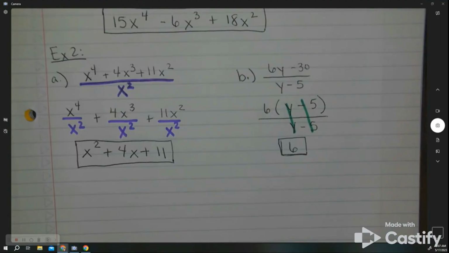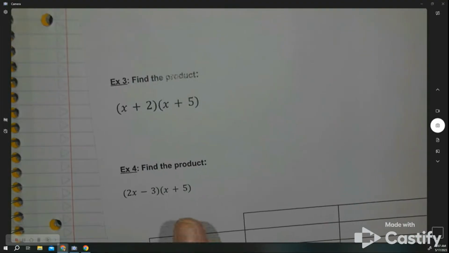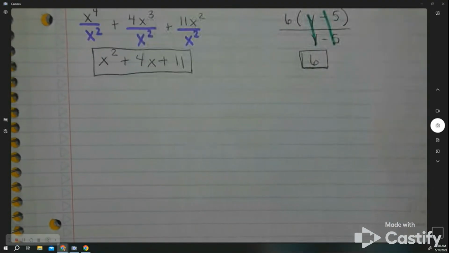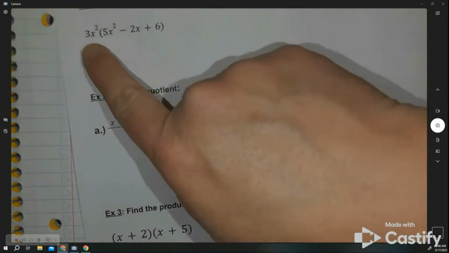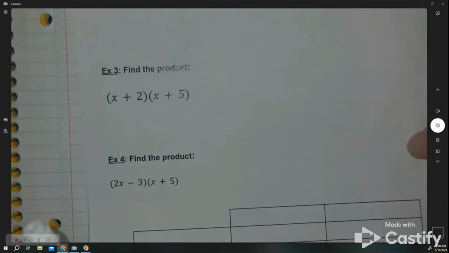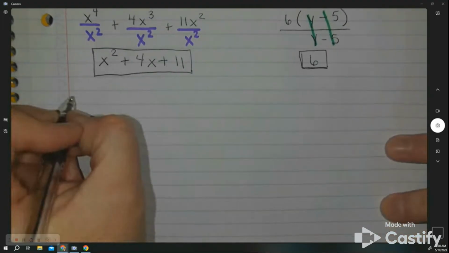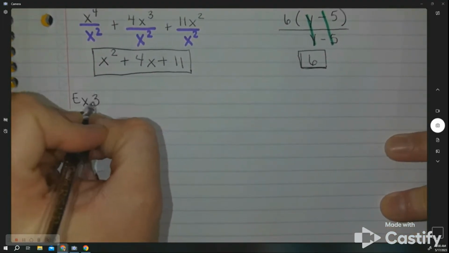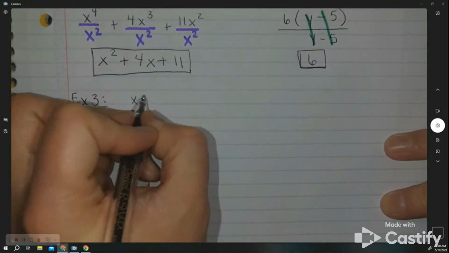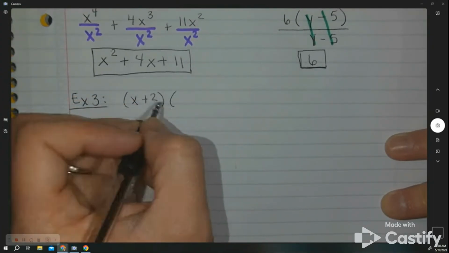Now for example 3, we've got 2 sets. Up here we were multiplying a monomial by a trinomial. Down here we have 2 binomials that we're going to be multiplying. So we're going to be using the distributive property in a slightly different way. So this is example 3. We have x plus 2 times x plus 5.